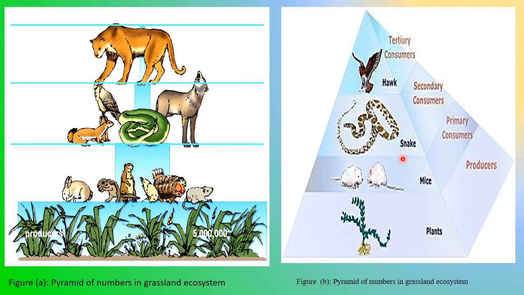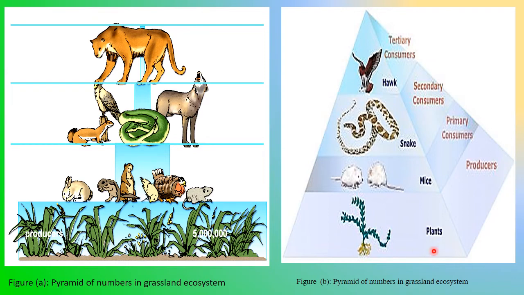These are two different ecological pyramids of two different ecosystems. This one is the pyramid of numbers in the grassland ecosystem, and in this figure B, it is the pyramid of numbers in the pond ecosystem. And this one is again one more example in the grassland ecosystem. For instance, in the grassland ecosystem, I have depicted two pictures, figure A and figure B.